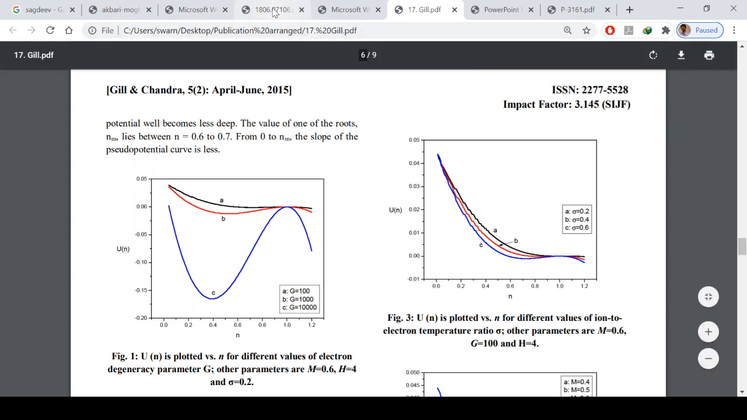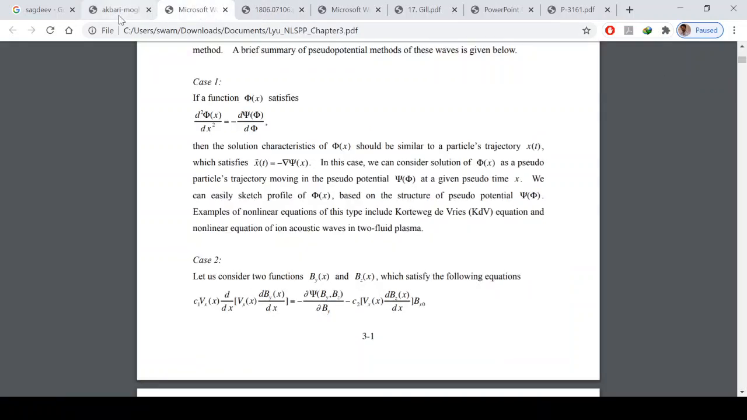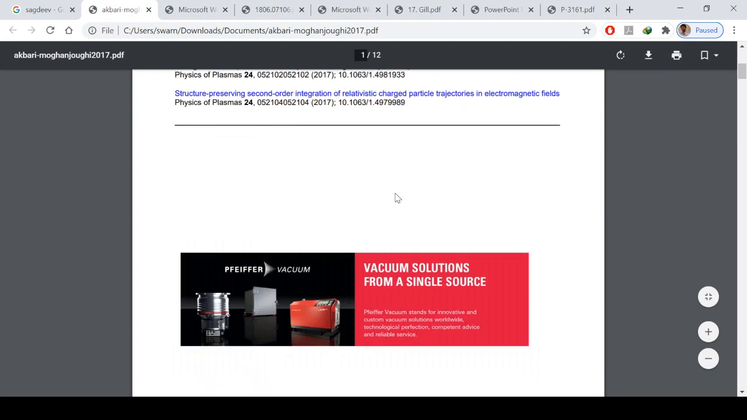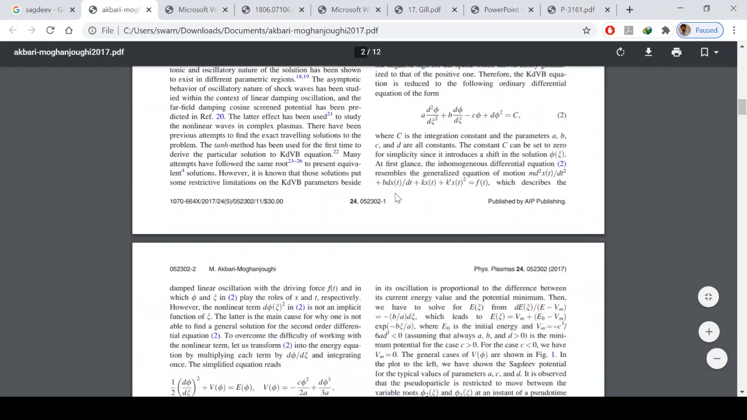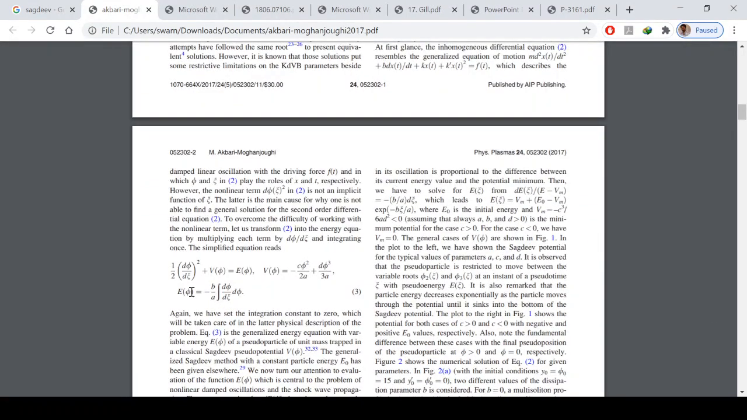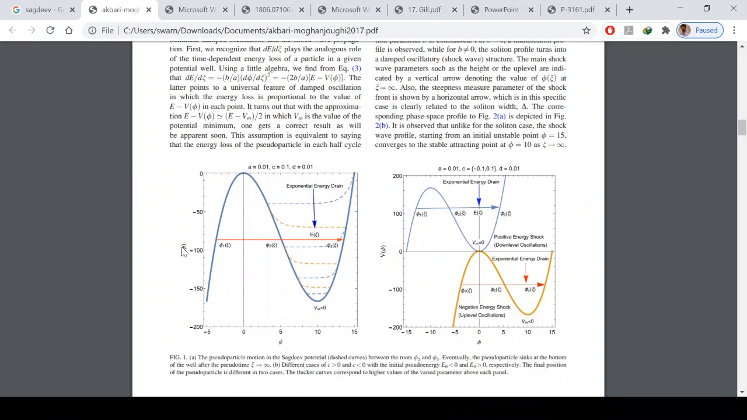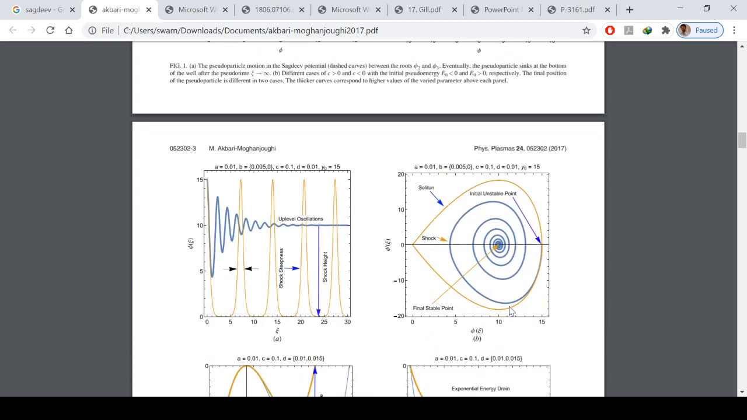Let me refer to this article by Agberry, generalized Sagdeev potential theory for shock waves modeling. Now come to these things. We have carried out the same thing here. You see, he had got this φ and ξ. So you can follow this paper also, those who are waiting. You get a plot of V of φ versus φ. This is a potential well kind of thing, and here you have got exponentially energy draining. Now trapping can happen.